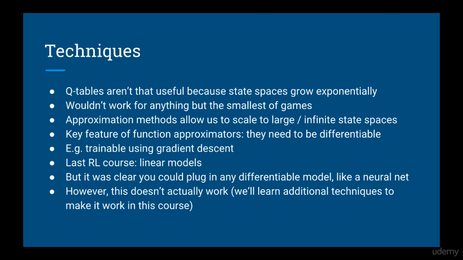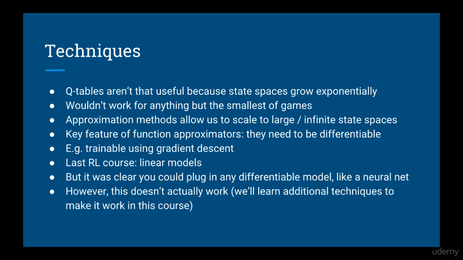Then we saw that Q-tables aren't that useful because state spaces generally grow exponentially, and so we wouldn't be able to use them for anything but the smallest of games. We then looked at approximation methods which allow us to scale to large and possibly infinite state spaces. One key feature of the function approximators we use for reinforcement learning is that they are differentiable. In other words, we can train them using gradient descent, which you learned about in earlier deep learning courses.